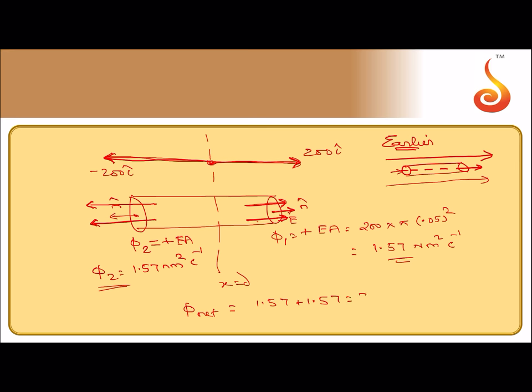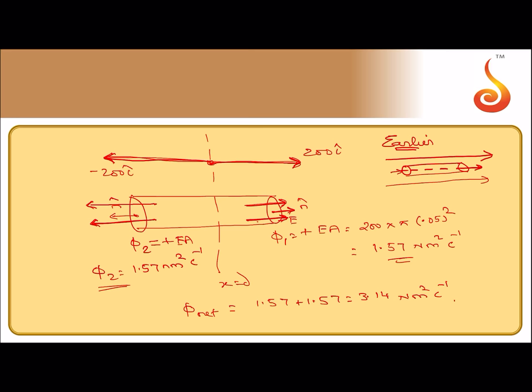That's equal to 3.14 newton meter squared per coulomb. The important point in this example is that when my electric field directions are reversed, my flux will also change signs. In the earlier example, the electric field was all going from left to right, whereas here half was going to the right, half was going to the left.